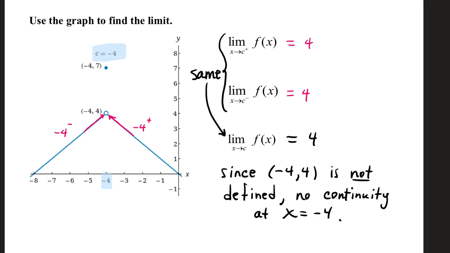However, because this graph is not defined at -4 at the limit value of 4, it's defined as 7. Since the limit value is not the function value, this graph is not continuous at the x value of -4. It is defined at -4, but its function value is 7, which is different than the 4 that we calculated in our limits.